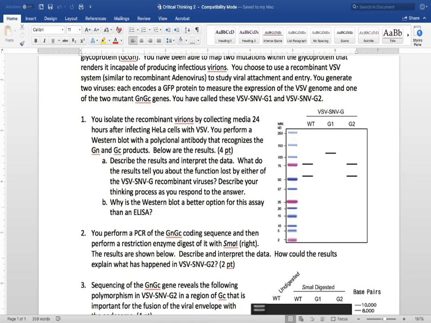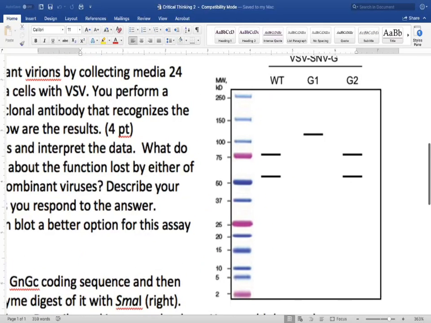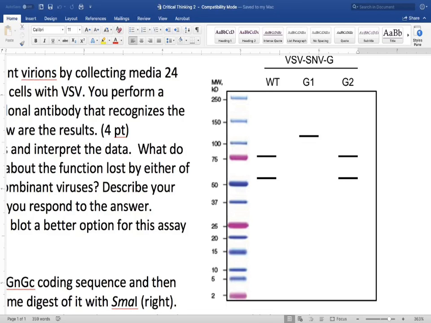How would we describe what we're observing? What's happening with the wild type? Two separate proteins, sizes? 75 and 50 kilodaltons, roughly. What about G1? 130. And just a single band, right? And then G2? Same as the wild type.